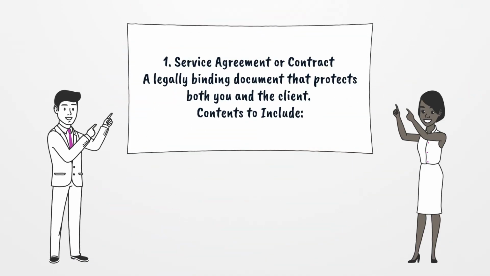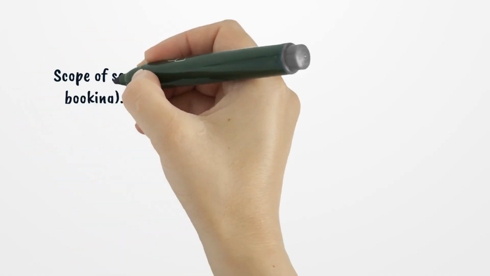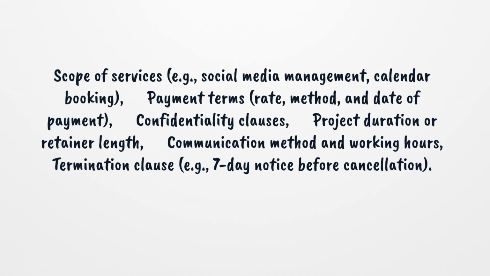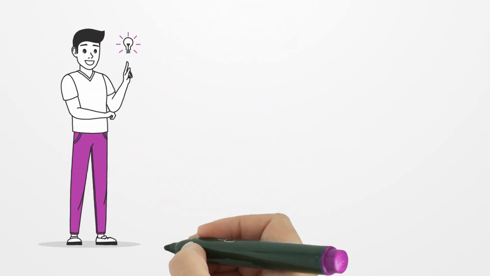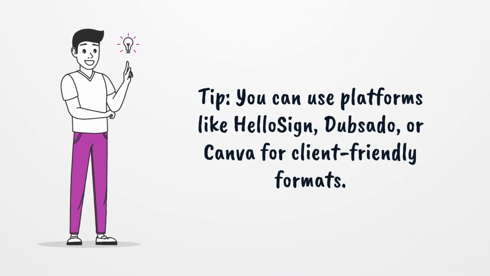1. Service agreement or contract. A legally binding document that protects both you and the client. Contents to include: scope of services, e.g., social media management, calendar booking. Payment terms: rate, method, and date of payment. Confidentiality clauses. Project duration or retainer length. Communication method and working hours. Termination clause, e.g., 7-day notice before cancellation. Tip: you can use platforms like HelloSign, Dubsado, or Canva for client-friendly formats.